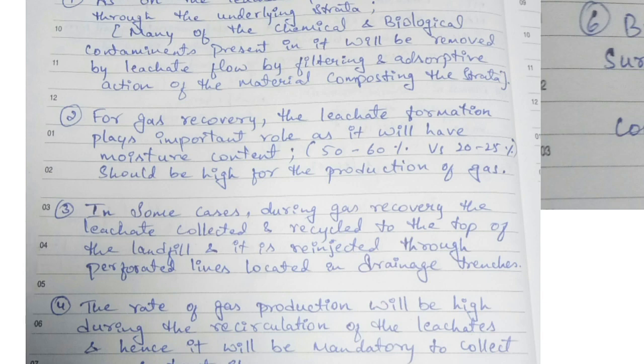For gas recovery, leachate formation plays an important role as it will have a moisture content of 50 to 60% versus 20 to 25%. The moisture content should be high. Why? Because if it is moist, only then can it produce the maximum amount of gas, due to which we can recover it faster, right? In some cases, during gas recovery, the leachate that is collected is recycled to the top of the landfill and re-injected into perforated lines located in drainage trenches. In some cases, they recycle the gases back in order to make the decomposition faster.